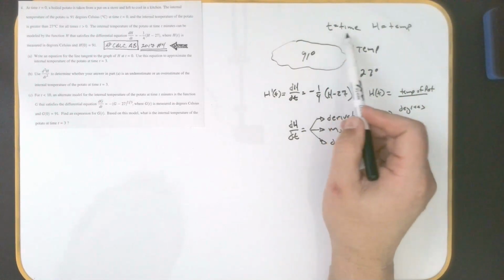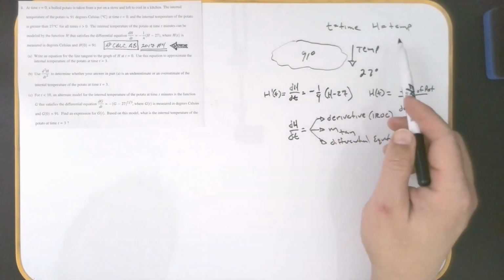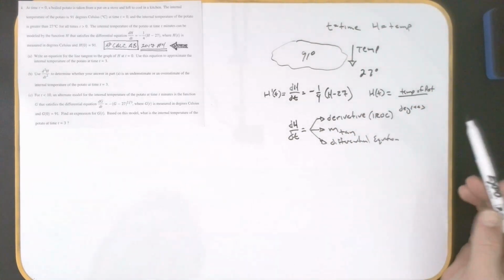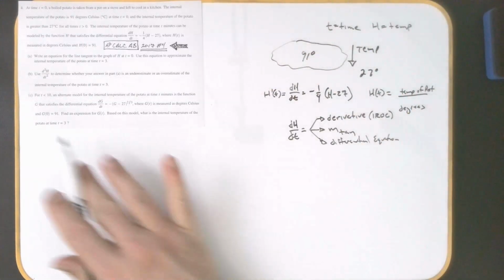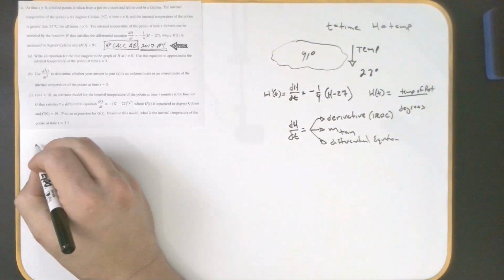So t is always going to be time. These are rates with respect to time, and h is going to be the temperature. So don't let that trip you up. I'm just going to leave this sitting here as we attack this. We only have 3 parts here, and let's see what we can do.